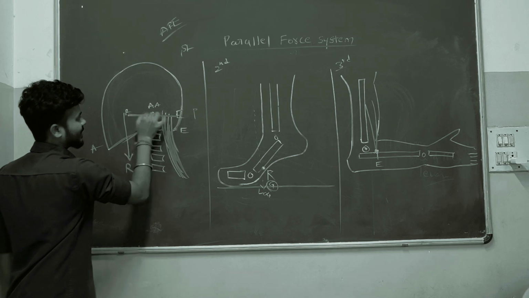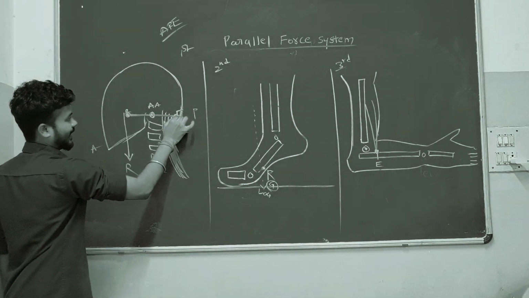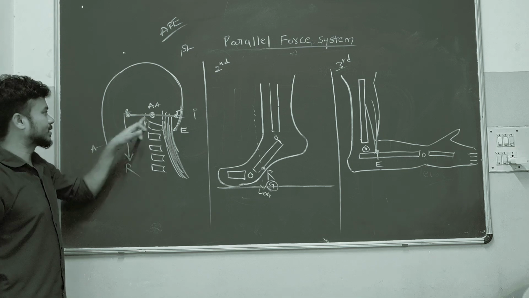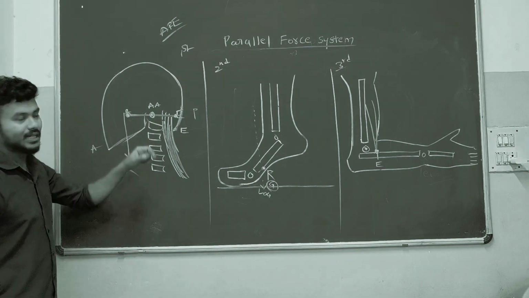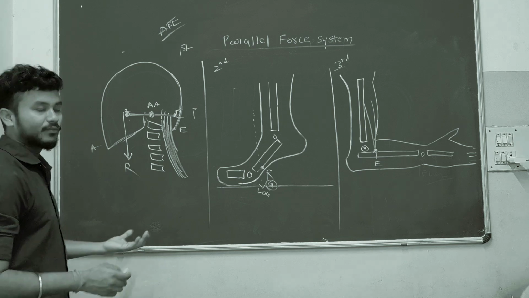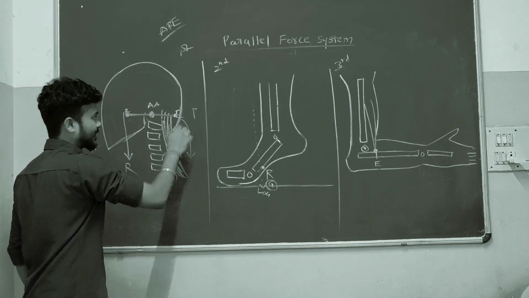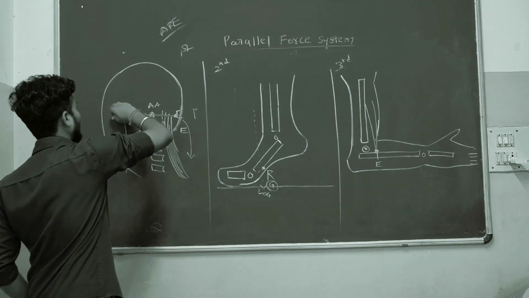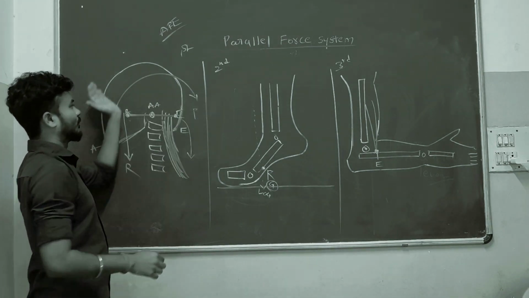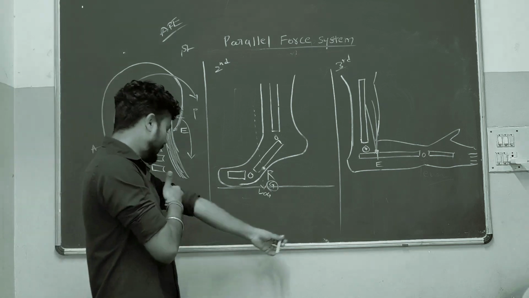Now you see the first order lever is here. Axis in the middle, resistance at one end, effort at one end. These two are at the same distance. Effort arm is equal to resistance arm. If we want extension movement, the effort arm should create downward rotation. If it creates downward rotation, the head will move in this direction. This is the first order lever human body example.